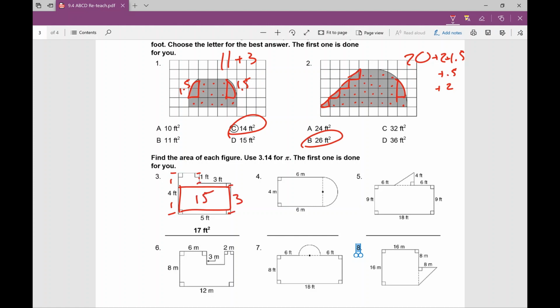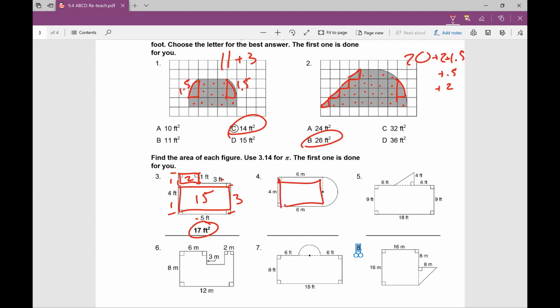So this is 15. Base times height. 5 times 3 is 15. This one is 1 by, it has to be 2 because 5 minus 3 gives me this distance, which is 2. So 2 times 1 is just 2. So the area is 17 feet squared.